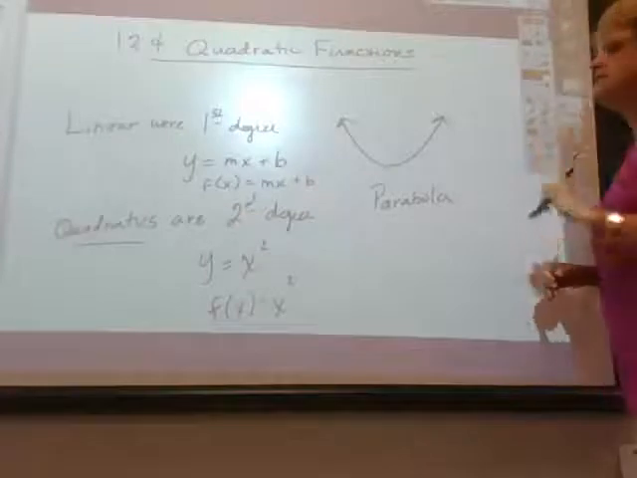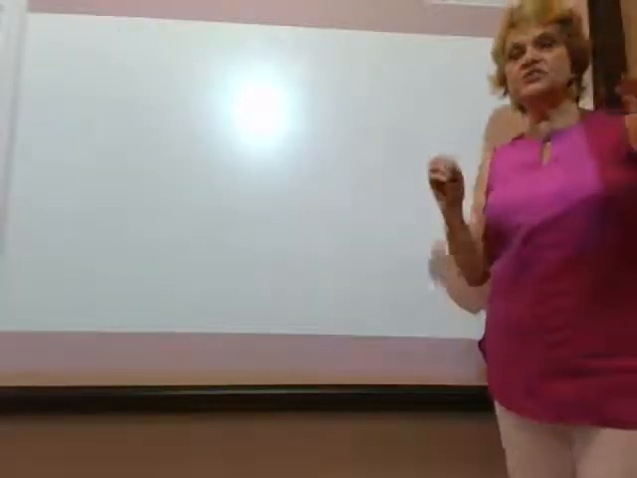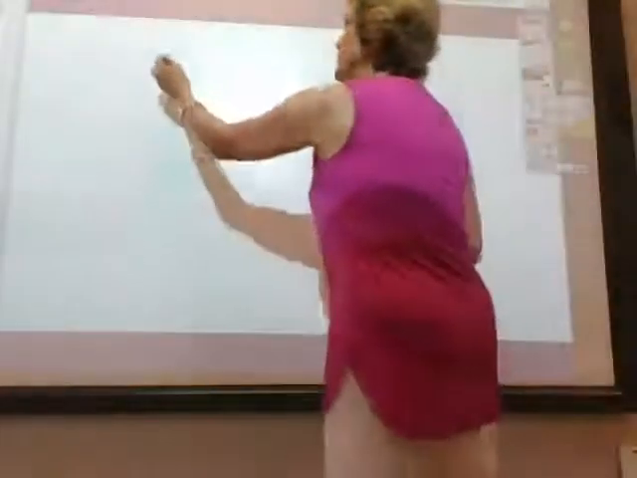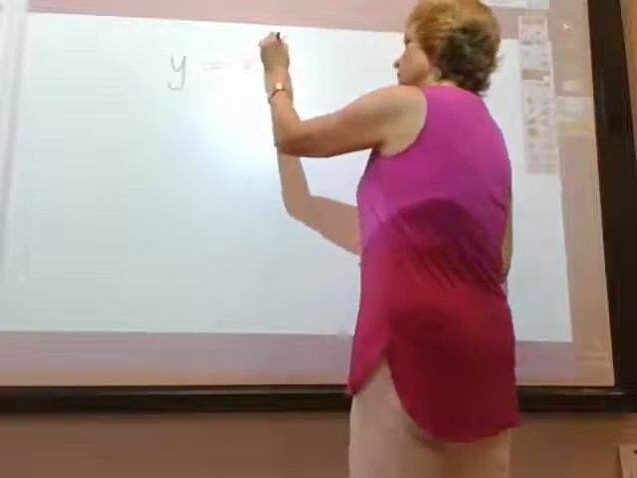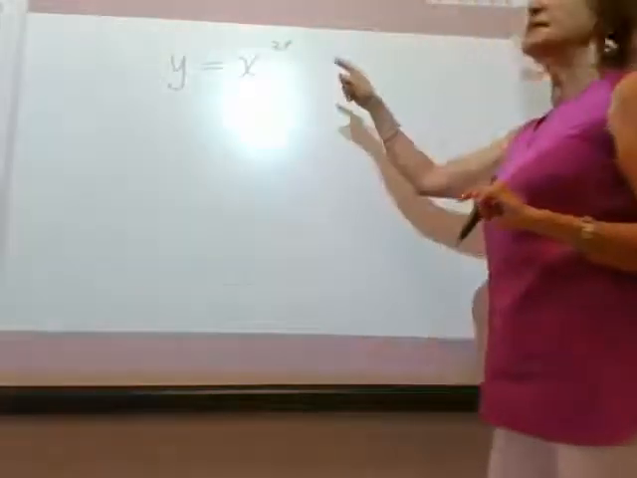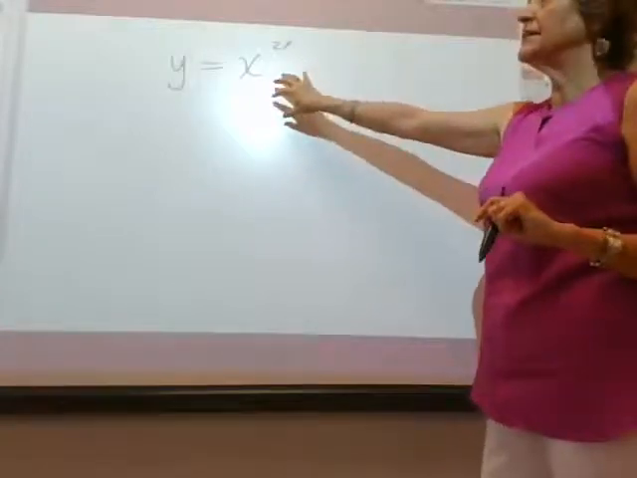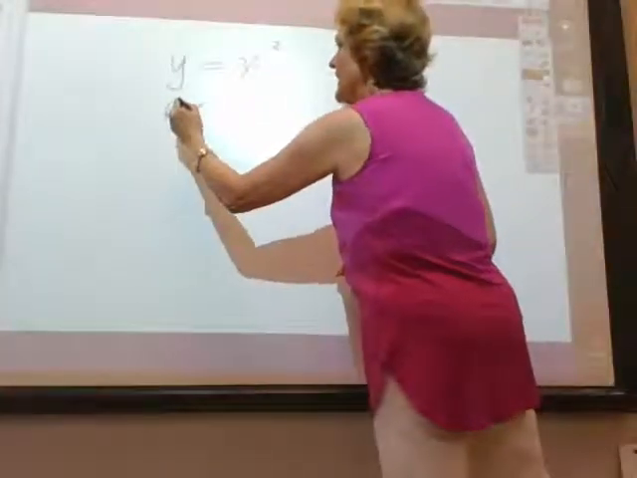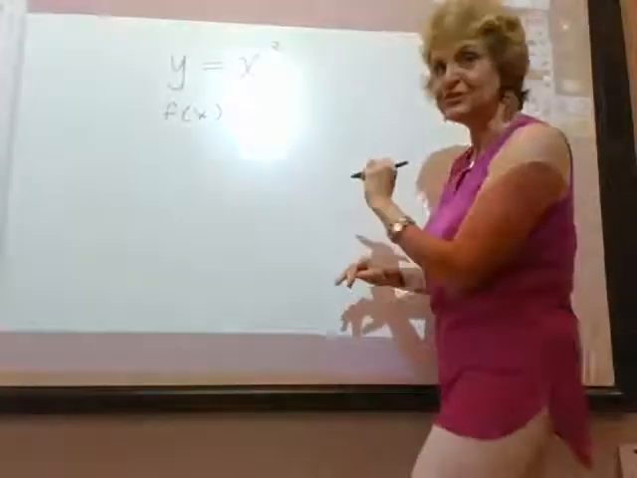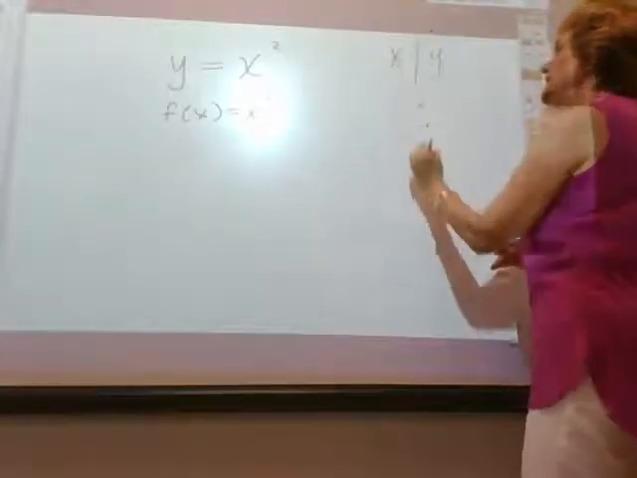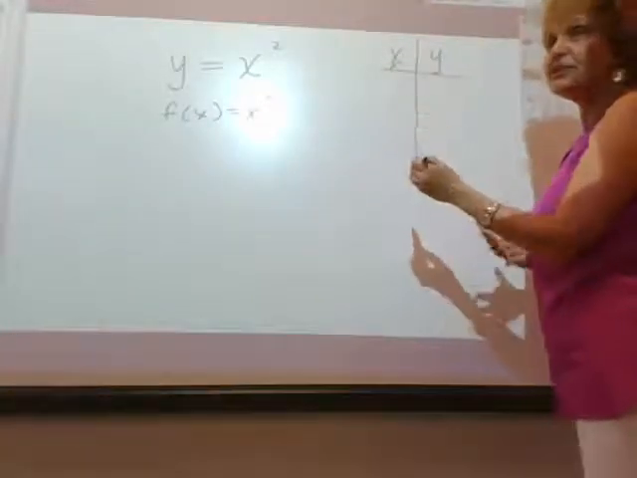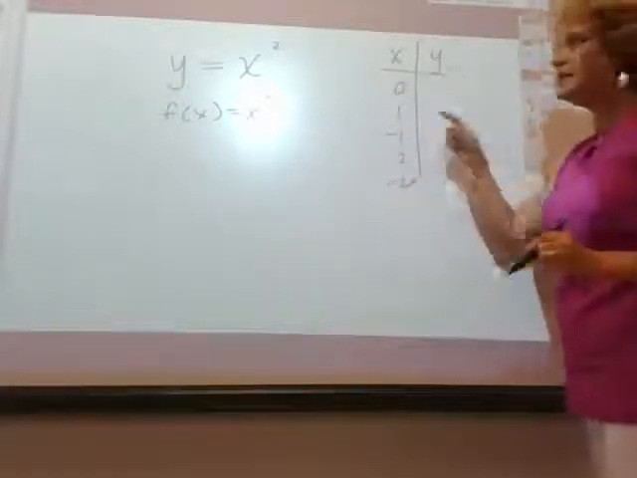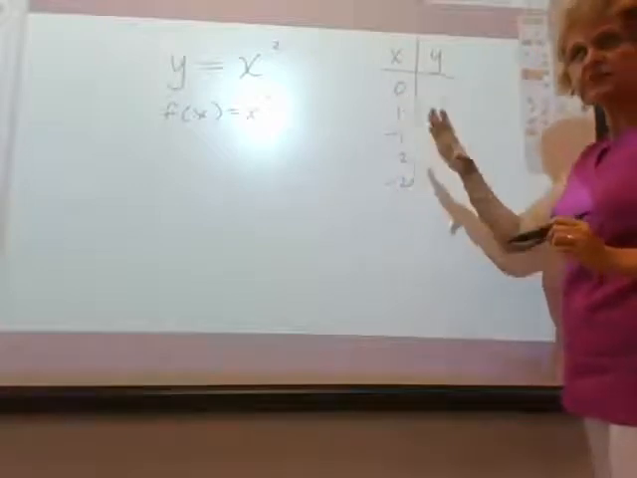So there is a lot in this chapter. I'm going to just expect the bare minimum. What I want you to be able to do is recognize and plot the parent graph, the basic quadratic function. So if you have y equals x squared, or f of x equals x squared using functional notation, you would make a table. Because it's not linear, you have to do more than 2 points. So let's do 0, 1, negative 1, 2, and negative 2.